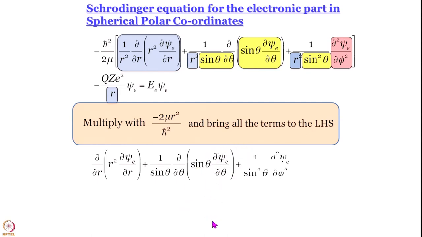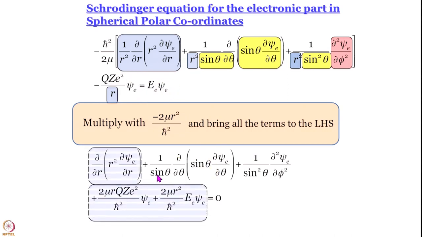What about the third term? We get 1 by sin square theta del 2 del psi e del phi 2. So, in the third term only there is a little bit of mixture of theta and phi. The first term is only in terms of r, second term is only in terms of theta. Last term is only in terms of phi, okay? And then what we do is we bring the term in energy to the left hand side as well. So, all this is in r.